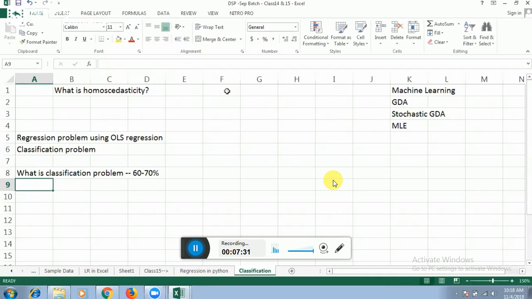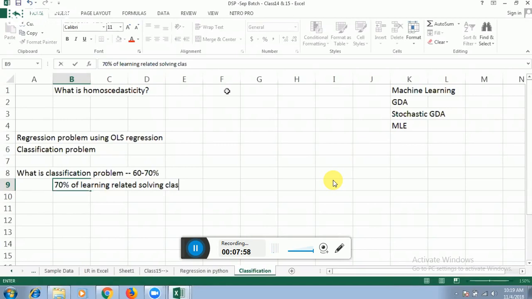But fortunately, whatever you have done with the regression problem and whatever you are going to do with the classification problem, the process will be similar. So that means that 70% of the learning related to solving a classification problem, you have already done in the regression problem itself. Does that make sense, what I'm saying?